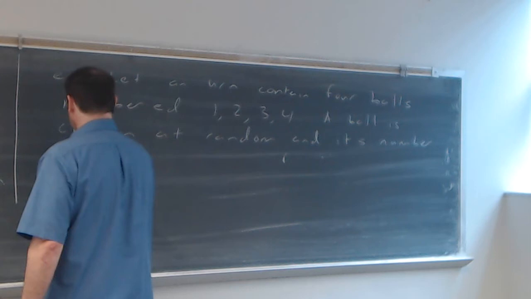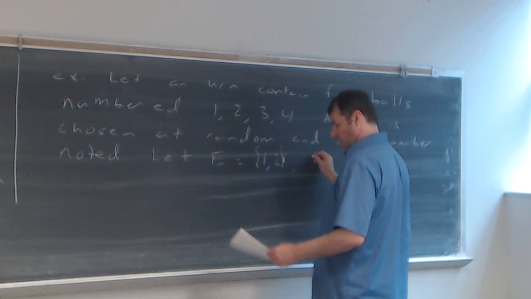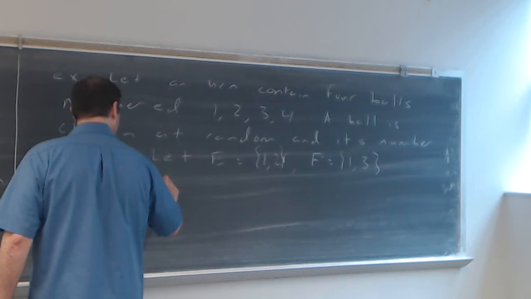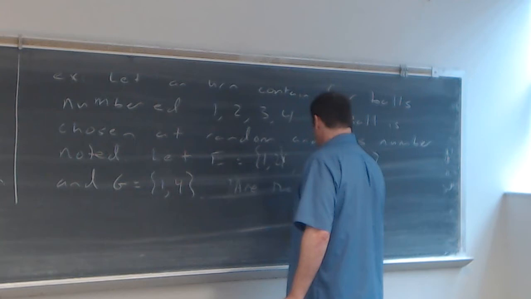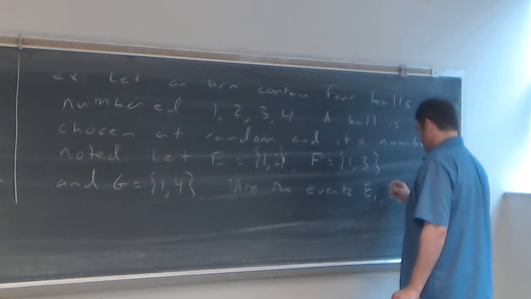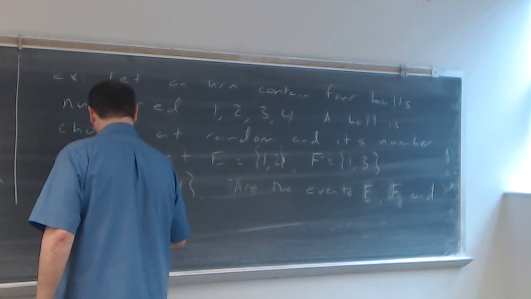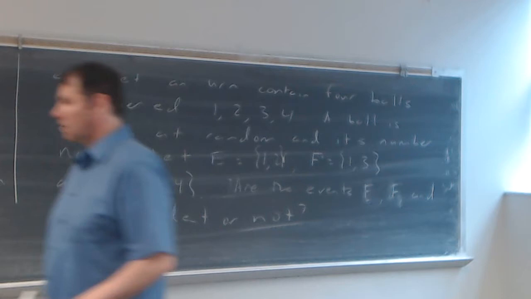I'm going to let E be the event that you got the one ball or the two ball. I'm going to let F be the event you got the one ball or the three ball, and G be the event you got the one ball or the four ball. The question is, are the events E, F, and G independent or not? Okay, to do this, we're going to have to find probabilities of several things.